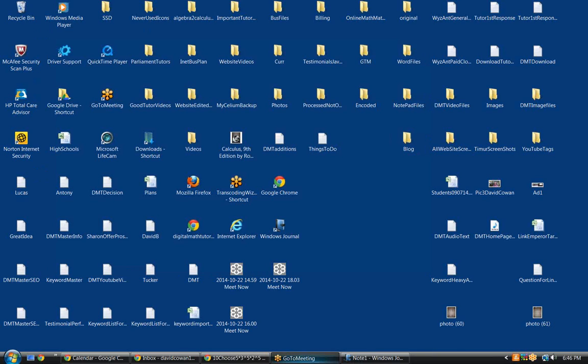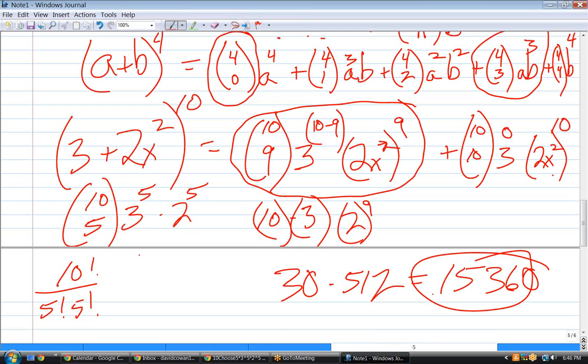Can you do it on your calculator? Yeah, I should be able to do it on my calculator, but I don't think I've ever done combinations on my calculator. I'm not sure I know exactly how to do it. If you know exactly where it's at, go ahead and come up with a number. 10 choose 5. I got 252.